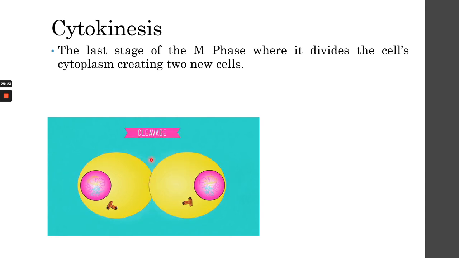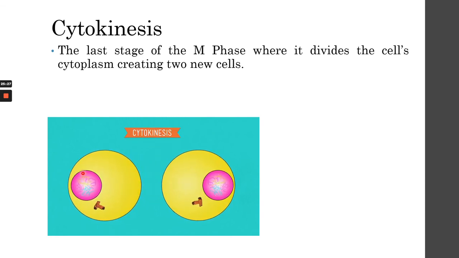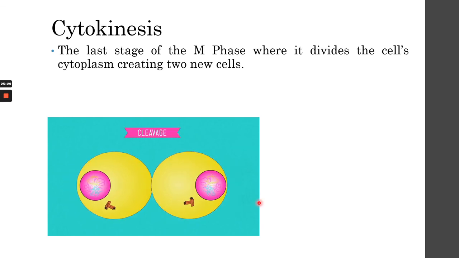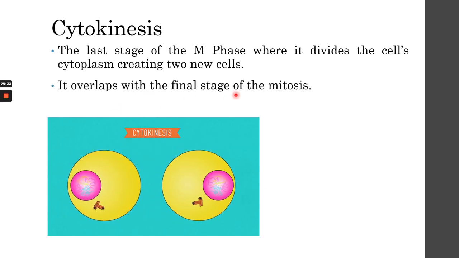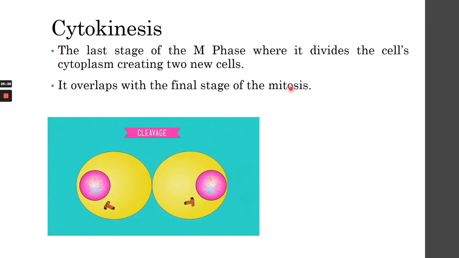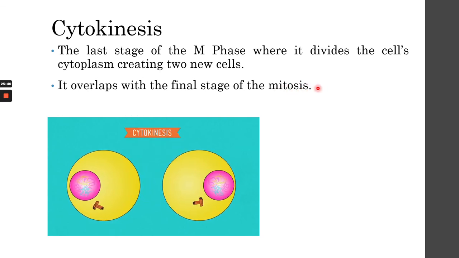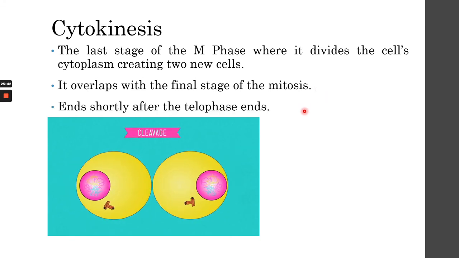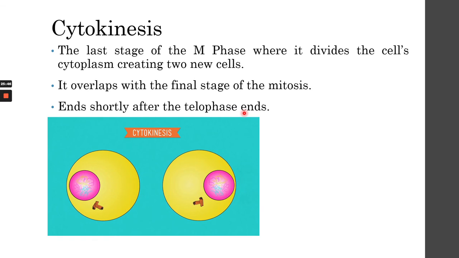Cytokinesis is the last stage of M phase where it divides the cell's cytoplasm, creating two new cells. So as you can see here, nahati na yung cytosol. So you have now two daughter cells. Moreover, it overlaps with the final stage of mitosis. And mitosis final stage is anaphase and telophase. Remember, PMAT: prophase, metaphase, anaphase, and telophase. And then it ends shortly after telophase ends.